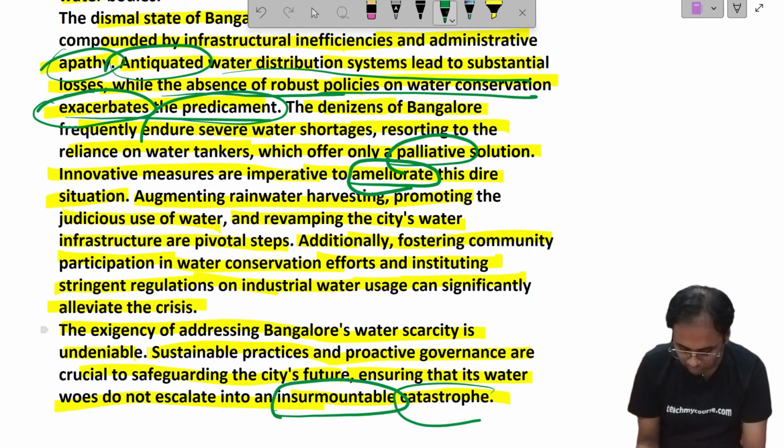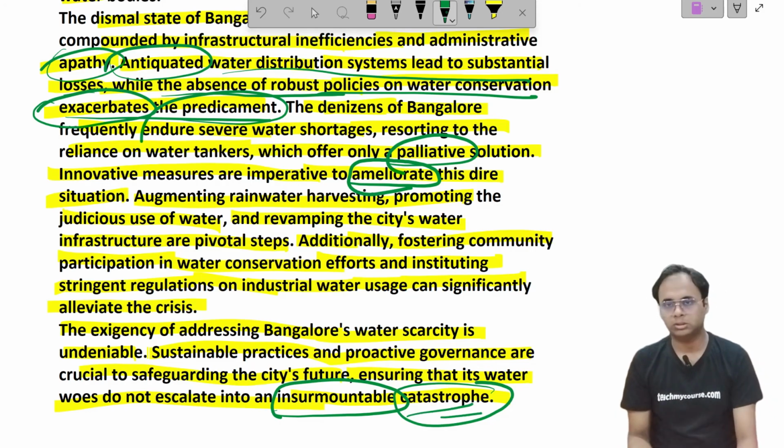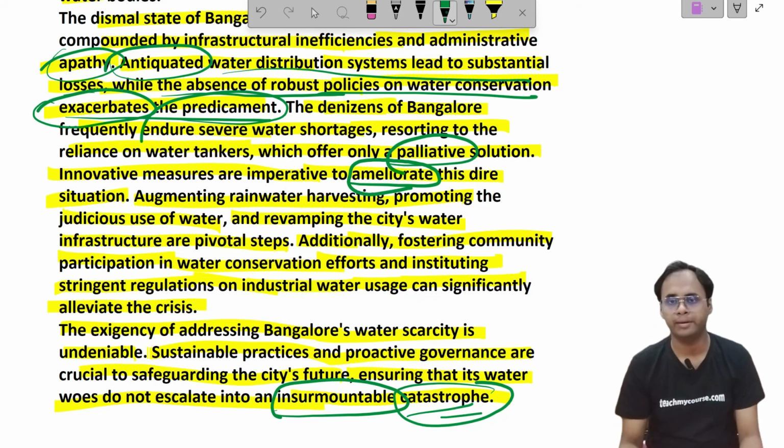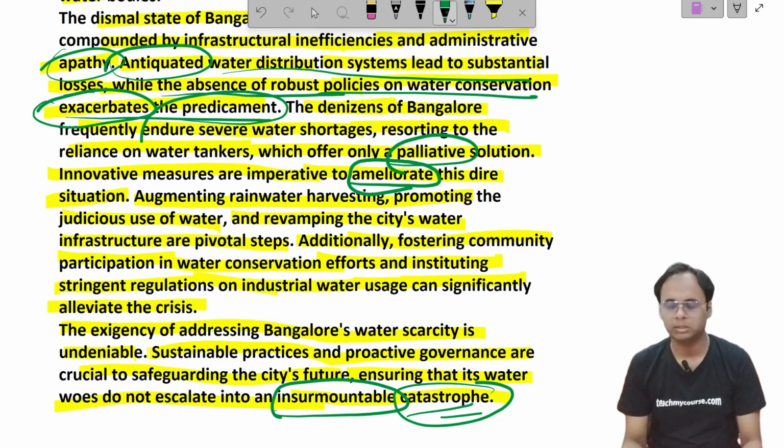insurmountable catastrophe. So there are two words being used. Insurmountable means that cannot be defeated, and catastrophe means a disaster. It's like some sort of disaster should not occur, that cannot be handled, that cannot be defeated. Okay, some sort of proactive measures the government has to take, otherwise it will become an insurmountable catastrophe.